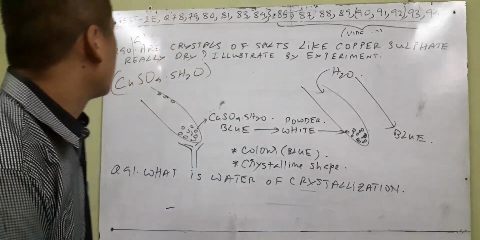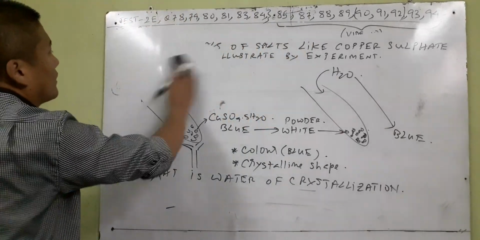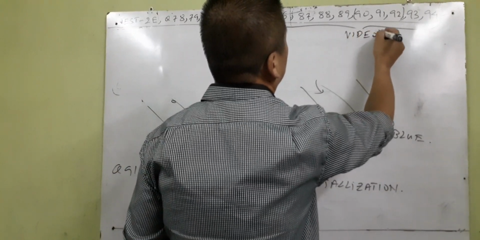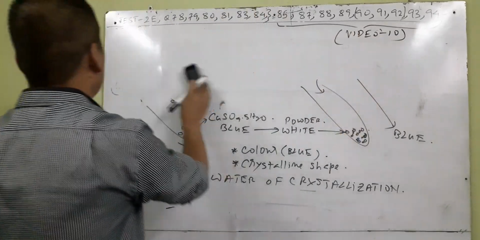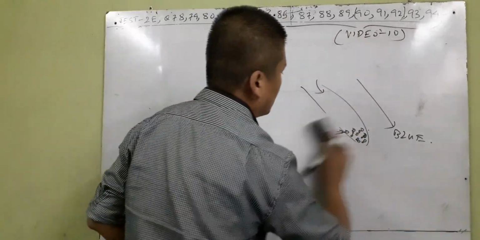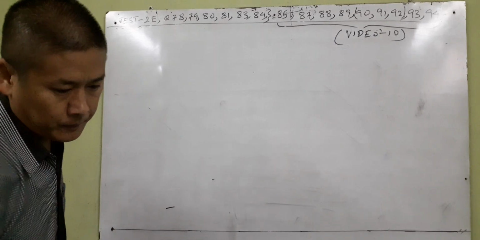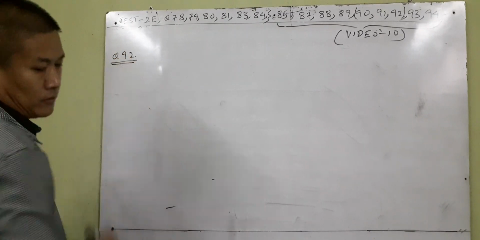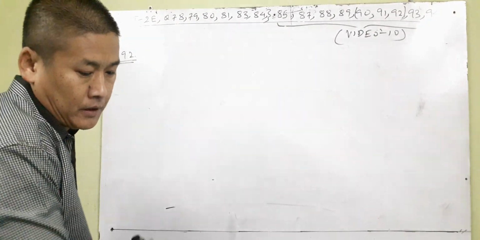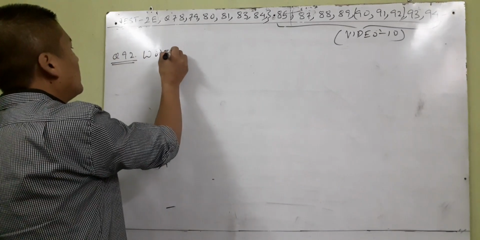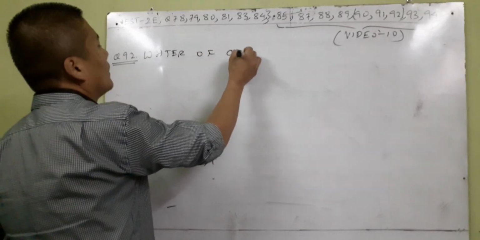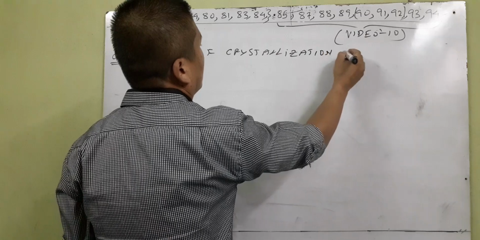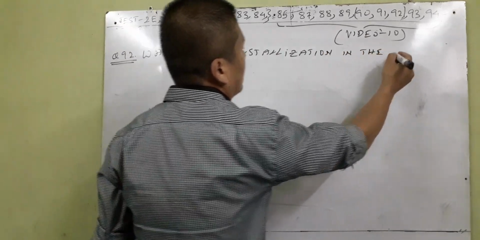Let us go and do question number 92, the second last question. So this is video 10. Video 9 has been done. Once you finish video 10, you take the TEST-2E. So question number 92, an important exercise. You learn something from here. It says, find out the water of crystallization in the following.